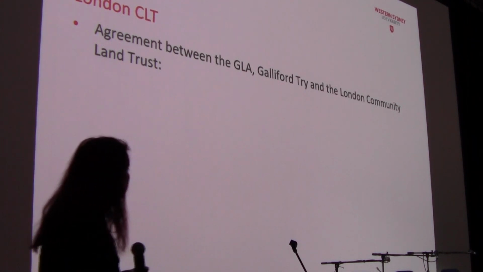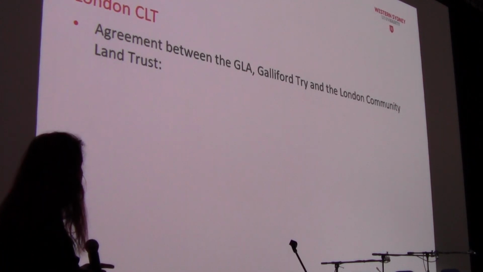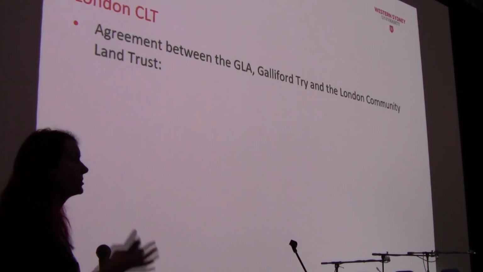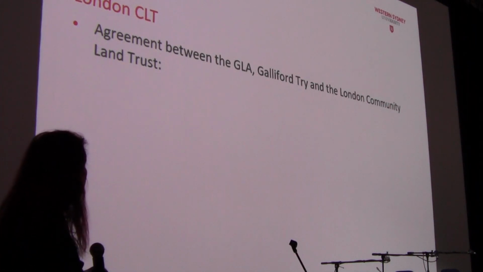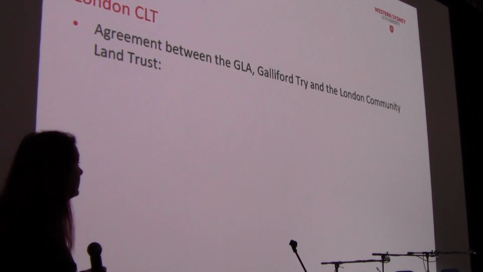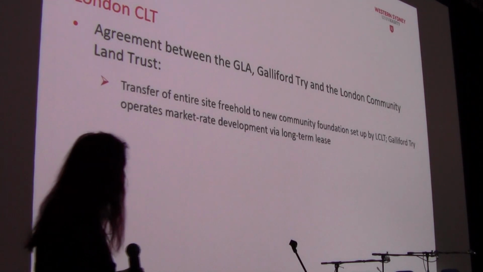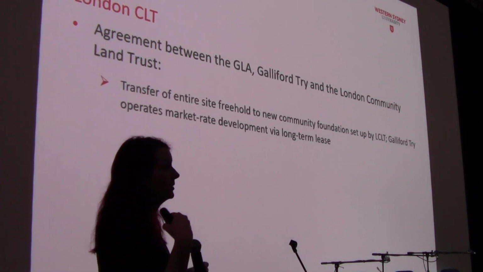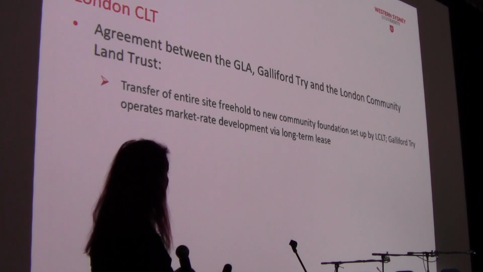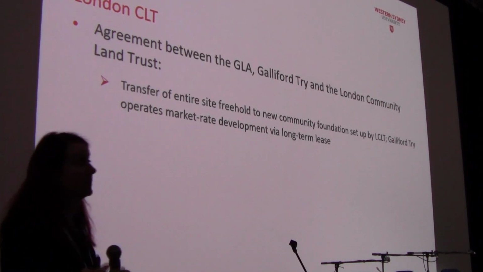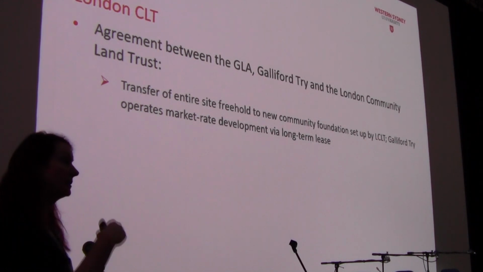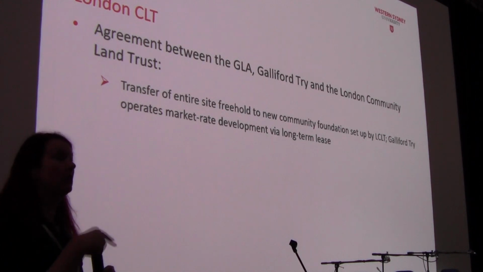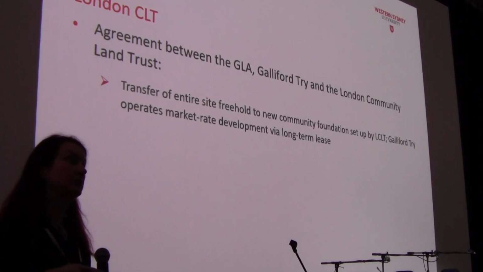So looking at some of the UK ones, London CLT was one of the first flagship ones, showing that you can do it in the middle of a really overheated market. This was a three-way agreement between the Greater London Authority, private development and the CLT. It was an old hospital site. Once it was redeveloped, the entire thing was handed over to the CLT, with the private developer operating market rate housing through a lease on non-profit land, which is a really interesting reinterpretation of how property is operated.